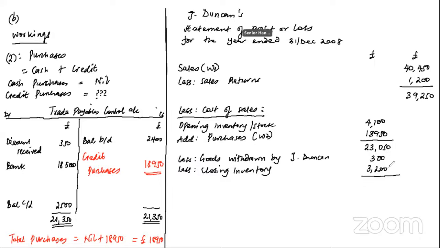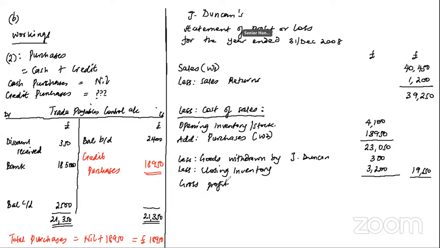So when we get 23,050 minus the goods withdrawn minus the value of the closing inventory, we come up with a cost of sales figure, which is 19,550. That is the cost of sales figure, which is to be deducted from your net sales up there to come up with what we call the gross profit.